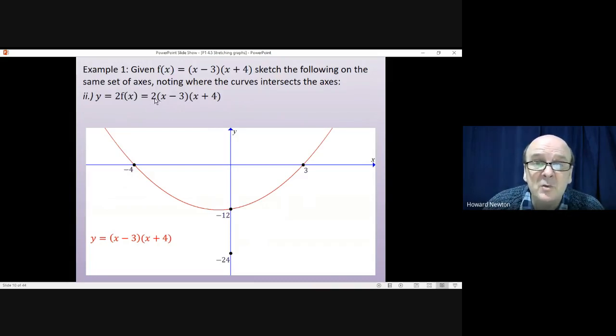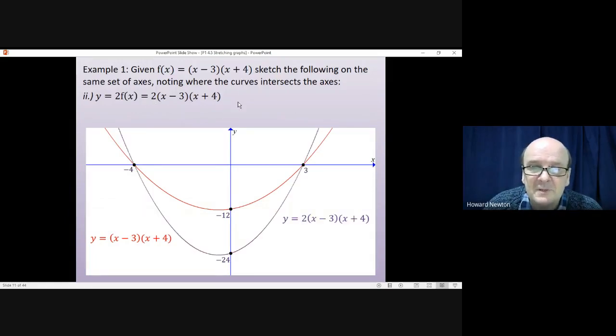That would be the equation of the new function. 2f of x just means double f of x, and you get 2 times x minus 3 into x plus 4. And it would look something like that.